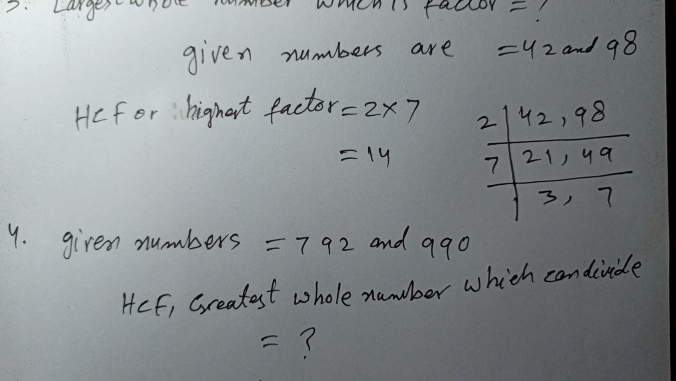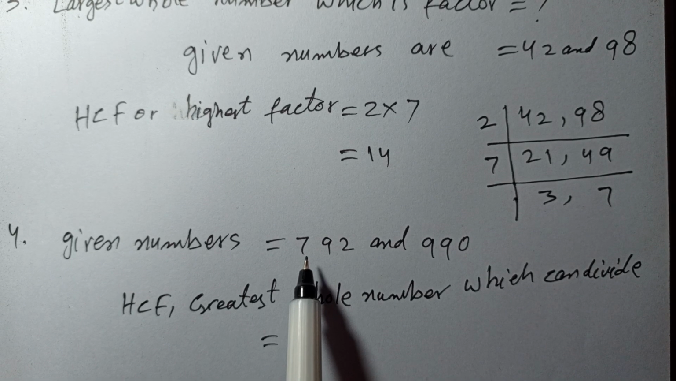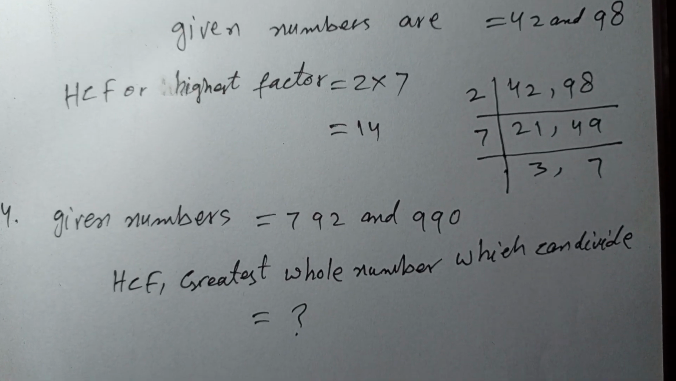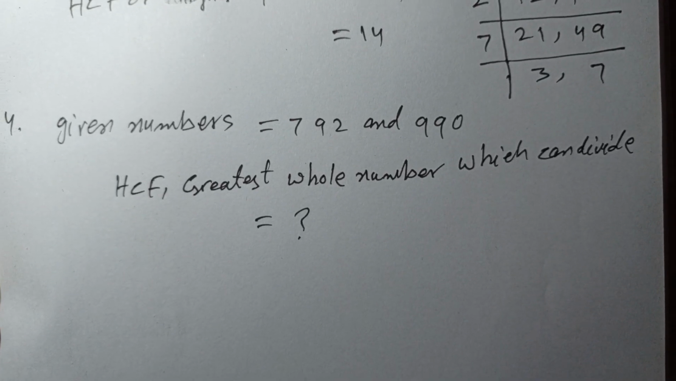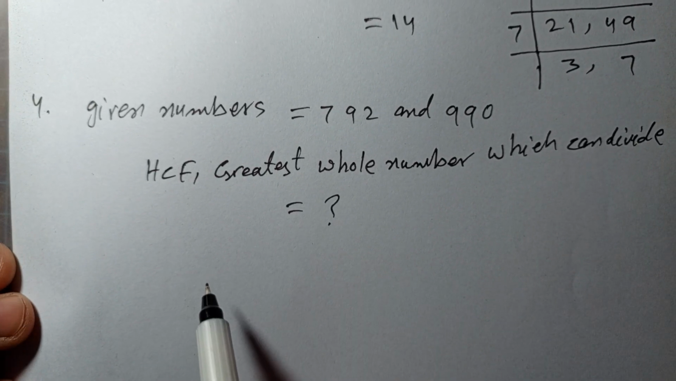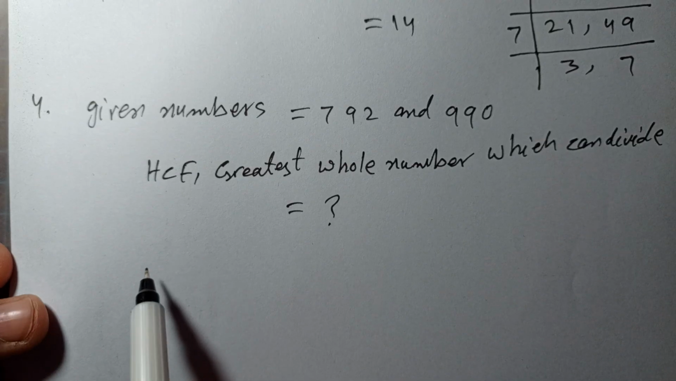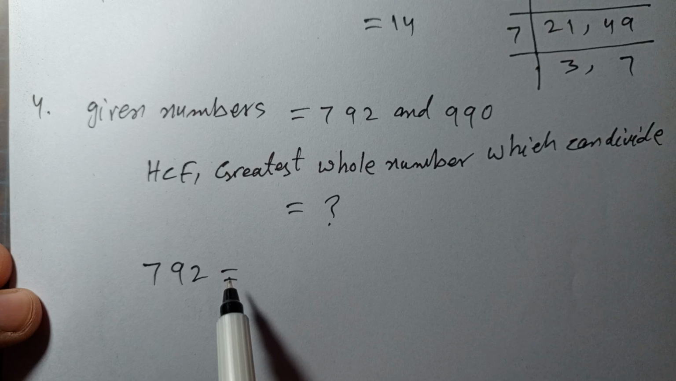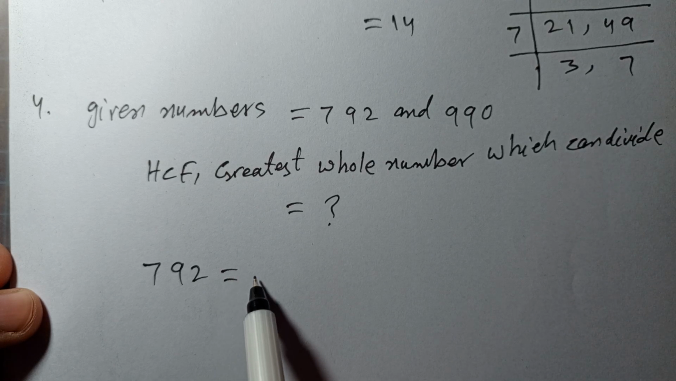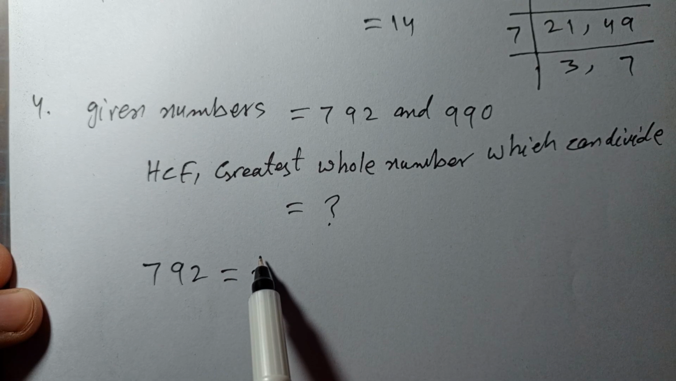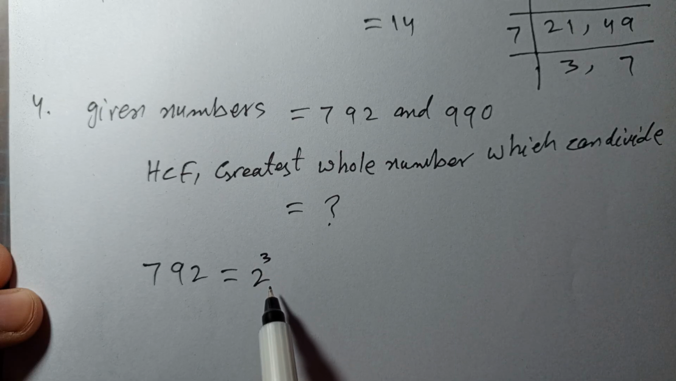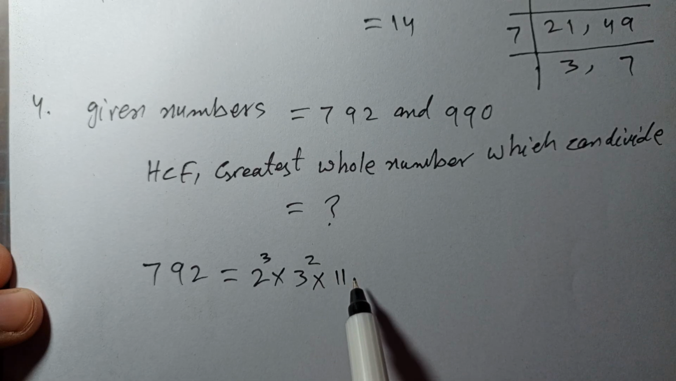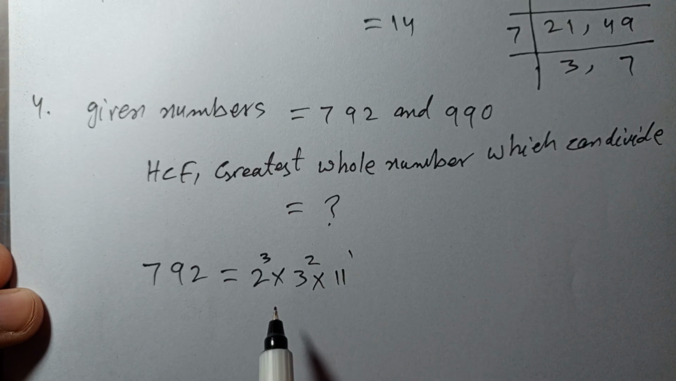Dear students, we have to find the greatest whole number which can divide both of these, 792 and 990. Now let us find, as the product of their prime factors is given. I am going to write the product of prime factors of 792. 792 can be written in the form of the product of its prime factors. Those prime factors are given here: 2 raised to power 3 multiplied by 3 raised to power 2 multiplied by 11 raised to power, let it be 1.